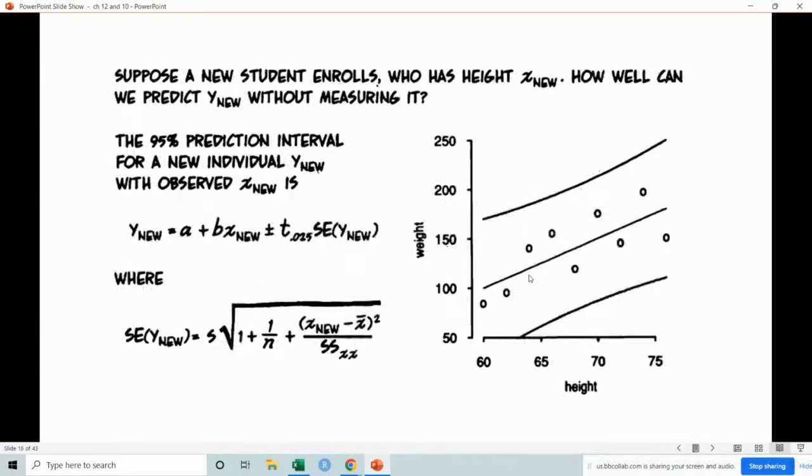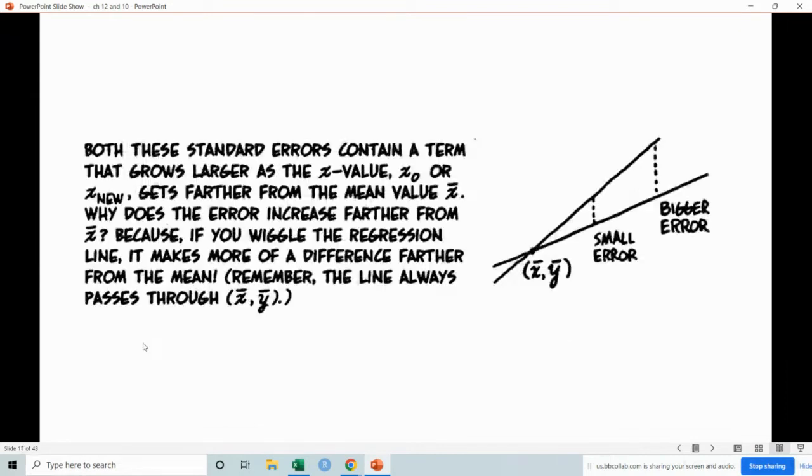Suppose a new student enrolls who has a height of some new x value. How well can we predict the new weight without measuring it? So we look within our 95% prediction interval, based on our confidence interval, for a new individual y new with observed x new: y new equals a plus b x new plus or minus our t value for 0.025 corresponding to 95% times the standard error of y new. And that gives us this equation. But we shouldn't have to calculate that out manually, so don't worry about it too much right now.